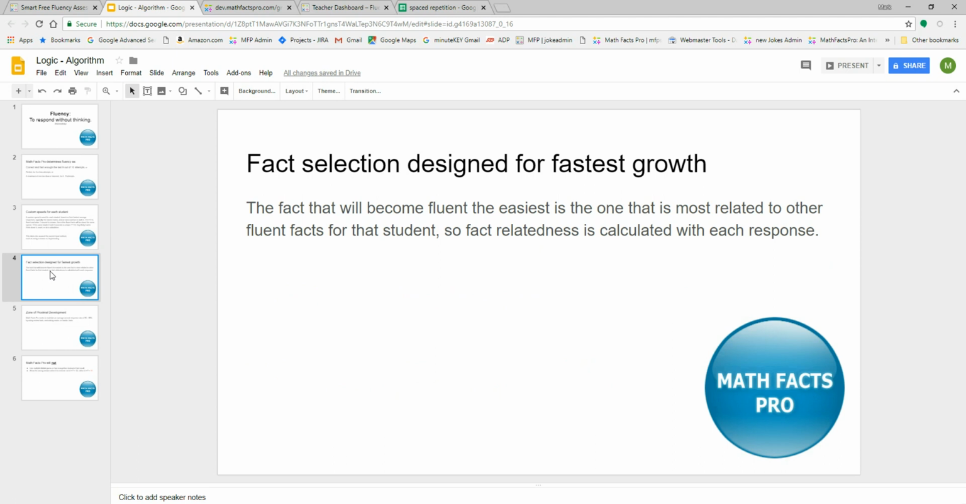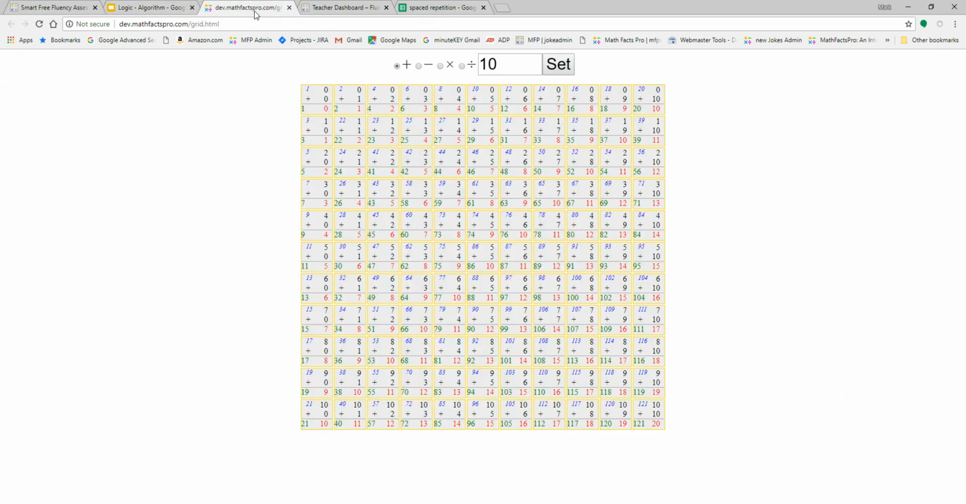The more connections or relationships something newly learned has to previously learned information, the easier the brain will recall it. So the easiest facts to make fluent are the ones with the most connections. MathFacts Pro analyzes each fact for its connections to other facts to determine which facts have the highest priority for rehearsal. For example, the fact 5 plus 3 is most related to 3 plus 5, and is only one connection away from 4 plus 3, 3 plus 4, or 5 plus 4 and 4 plus 5, or 6 plus 3 and 3 plus 6, or 5 plus 2 and 2 plus 5. So the program evaluates all these relationships with each response.